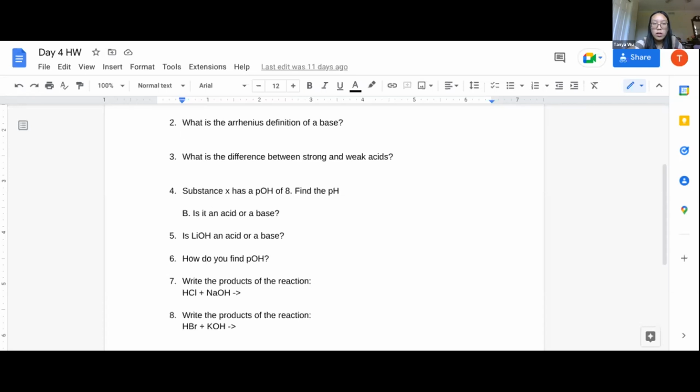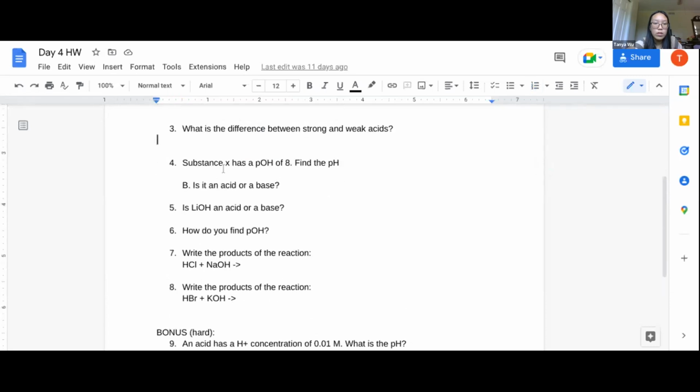Okay, so the Arrhenius definition of a base is just that it donates OH minus or hydroxide ions when it dissociates in water. Okay, what is the definition between strong and weak acids?